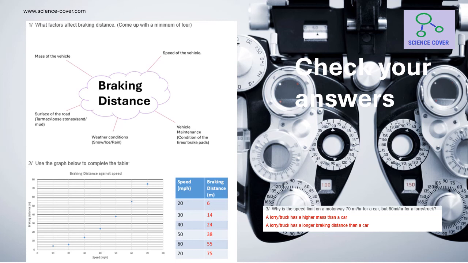Why is the speed limit on a motorway 70 miles per hour for a car, but 60 miles per hour for a lorry or a truck? This is because the lorry or truck has got a higher mass than the car. Because it has a higher mass, it has a longer braking distance.